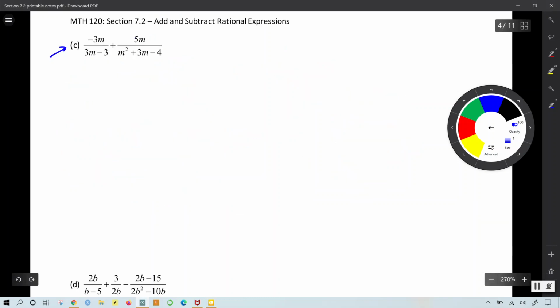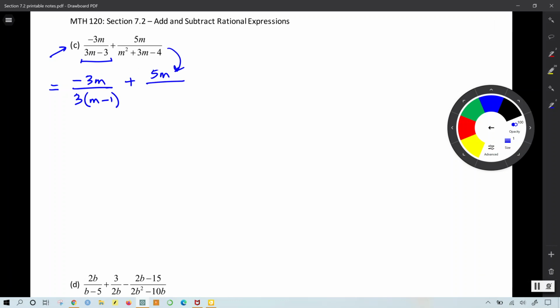Now we consider the next example, in which case we have negative 3m over 3m minus 3. What we quickly observe is that the denominator can be factored into 3 times m minus 1. And for the second fraction, we have 5m divided by a bottom that can be factorized. And it can be factorized into m plus 4 times m minus 1.